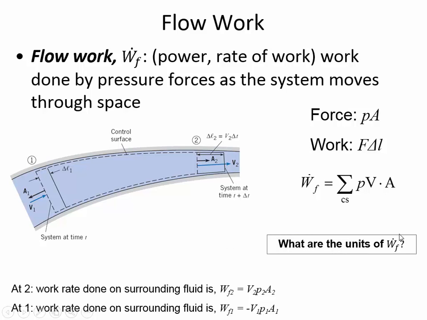So the units of flow work: we've got pressure, which is newtons per meter squared, multiplied by velocity, which is meters per second, multiplied by area, which is meters squared. The meter squared cancels out, so we have newton meter per second. And a newton meter is a joule, so joule per second. Good. A watt. All right, so that's the flow work.